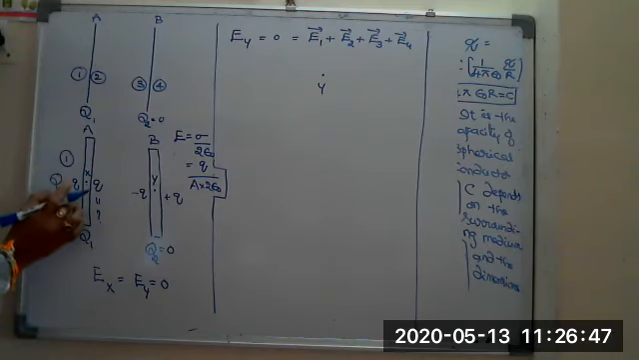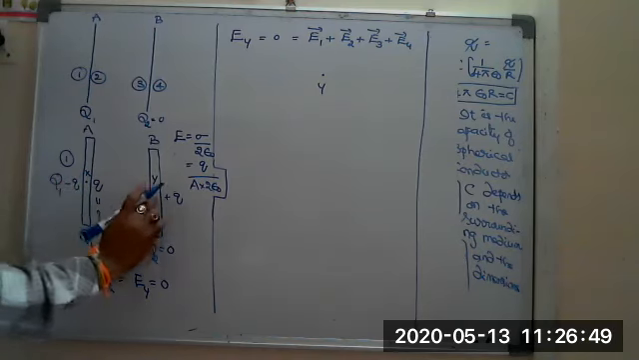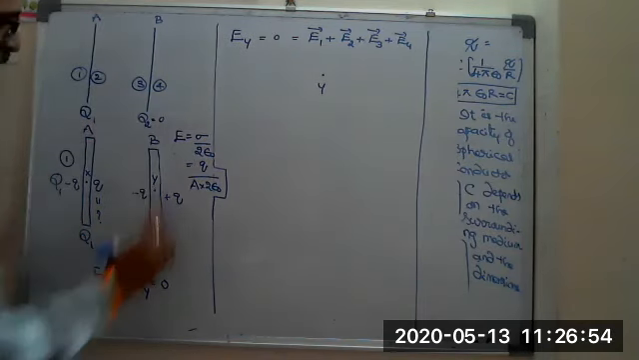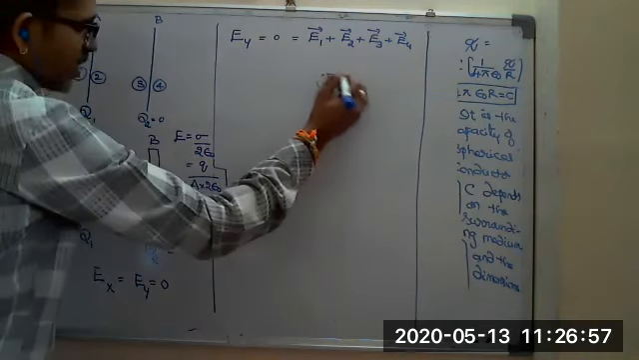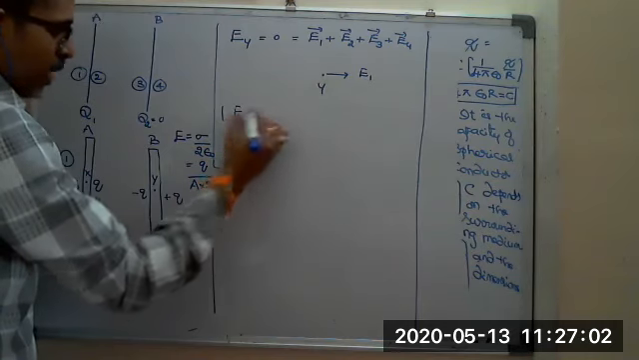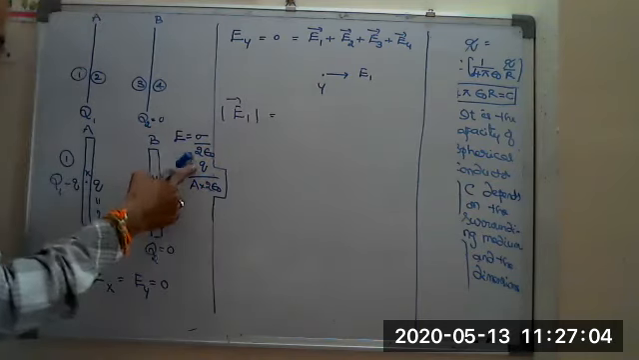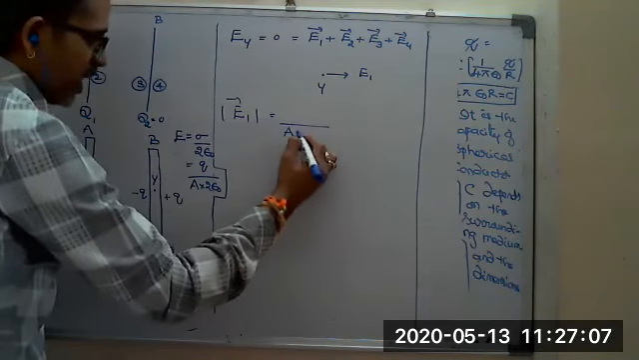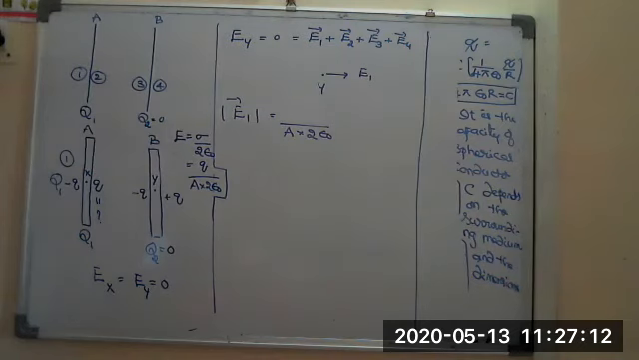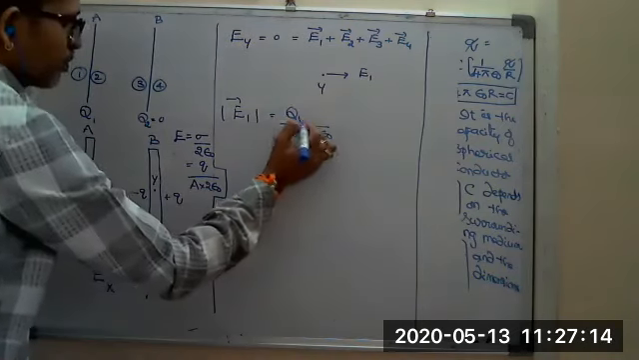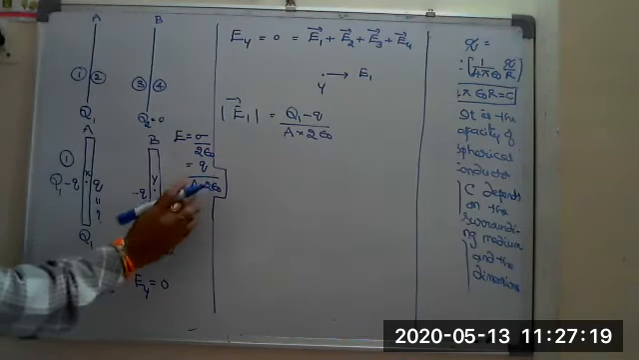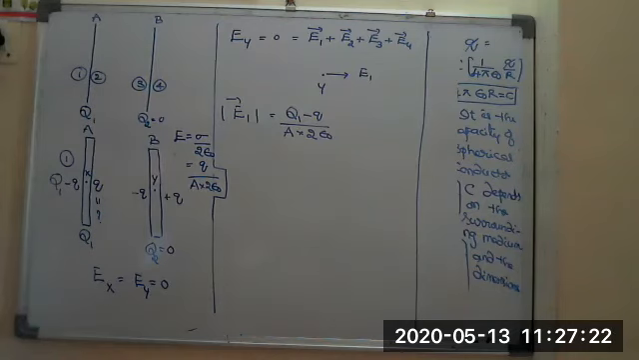So due to the positive charge, the field intensity at a point will be away from the charge. Away from this charge means you will get it towards the right. So that is the direction of E1. That E1 magnitude I am writing here according to the formula, Q by A into 2 epsilon naught. That Q is how much you are getting here? Q1 minus Q. It is the charge. Charge by 2A epsilon naught.